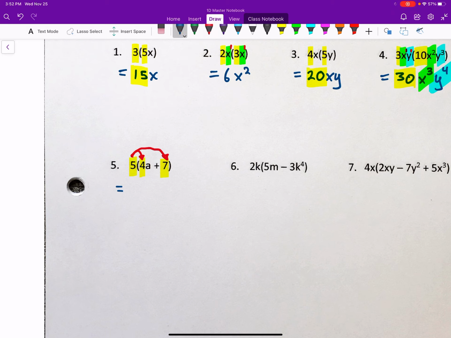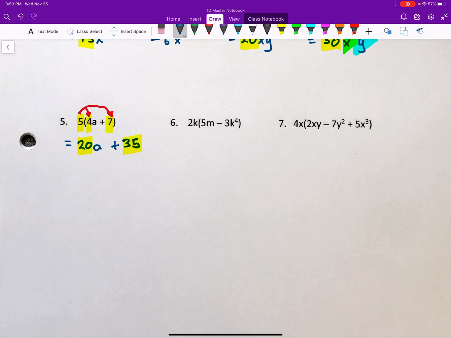And so 5 times 4 is 20. And 5 times 7 is 35. I'll just write those two parts down for starters. Of course, there was more to the 4a. There was an a beside that 4, so there's still going to be an a beside the 20. And the 7 was a constant term. So if I multiply a monomial times a binomial, I'm going to get a binomial for an answer. It's just going to be a bigger binomial.